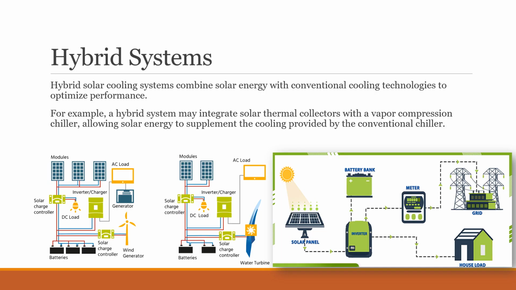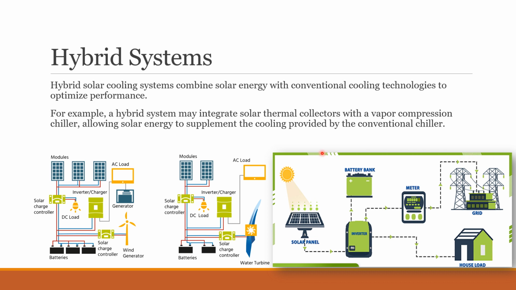The last one is hybrid systems. Hybrid solar cooling systems combine solar energy with conventional cooling technologies to optimize the performance. For example, a hybrid system may integrate solar thermal collectors with a vapor compression chiller, allowing solar energy to supplement the cooling provided by the conventional chiller.